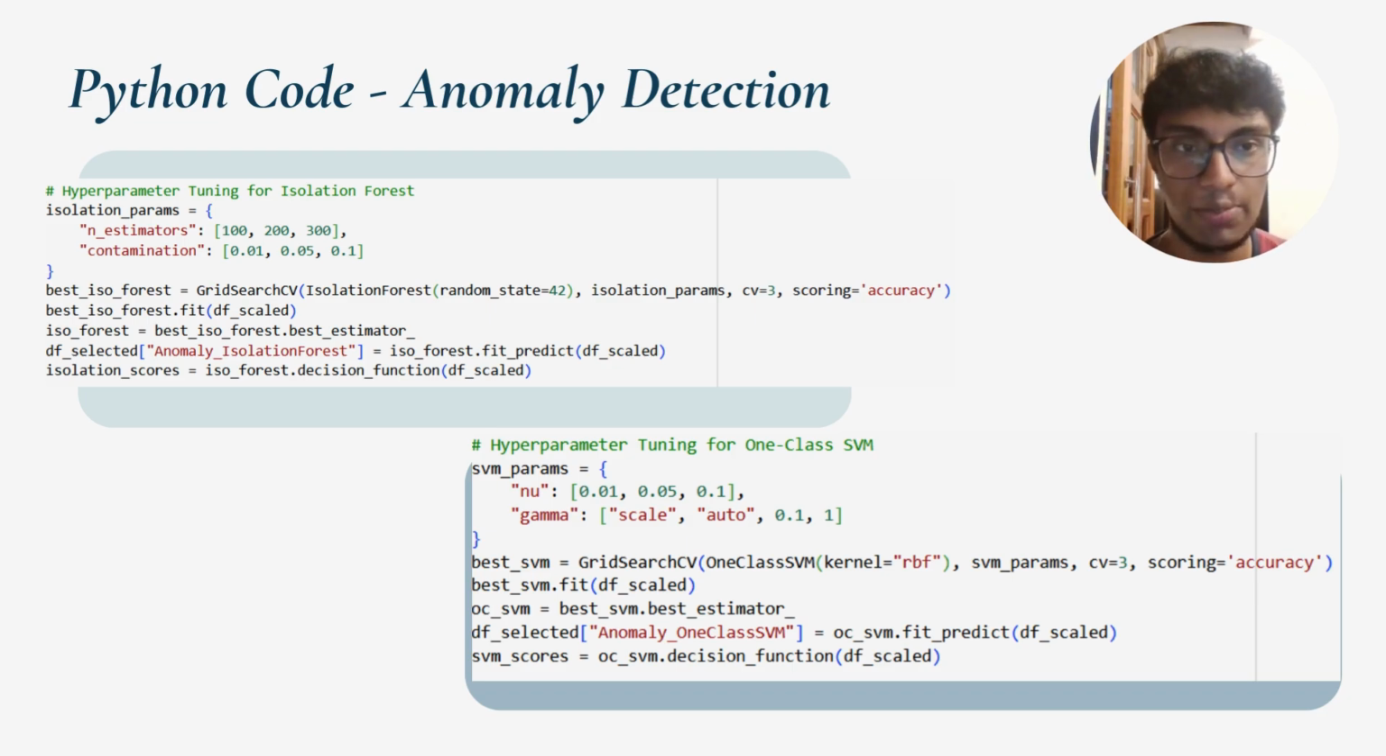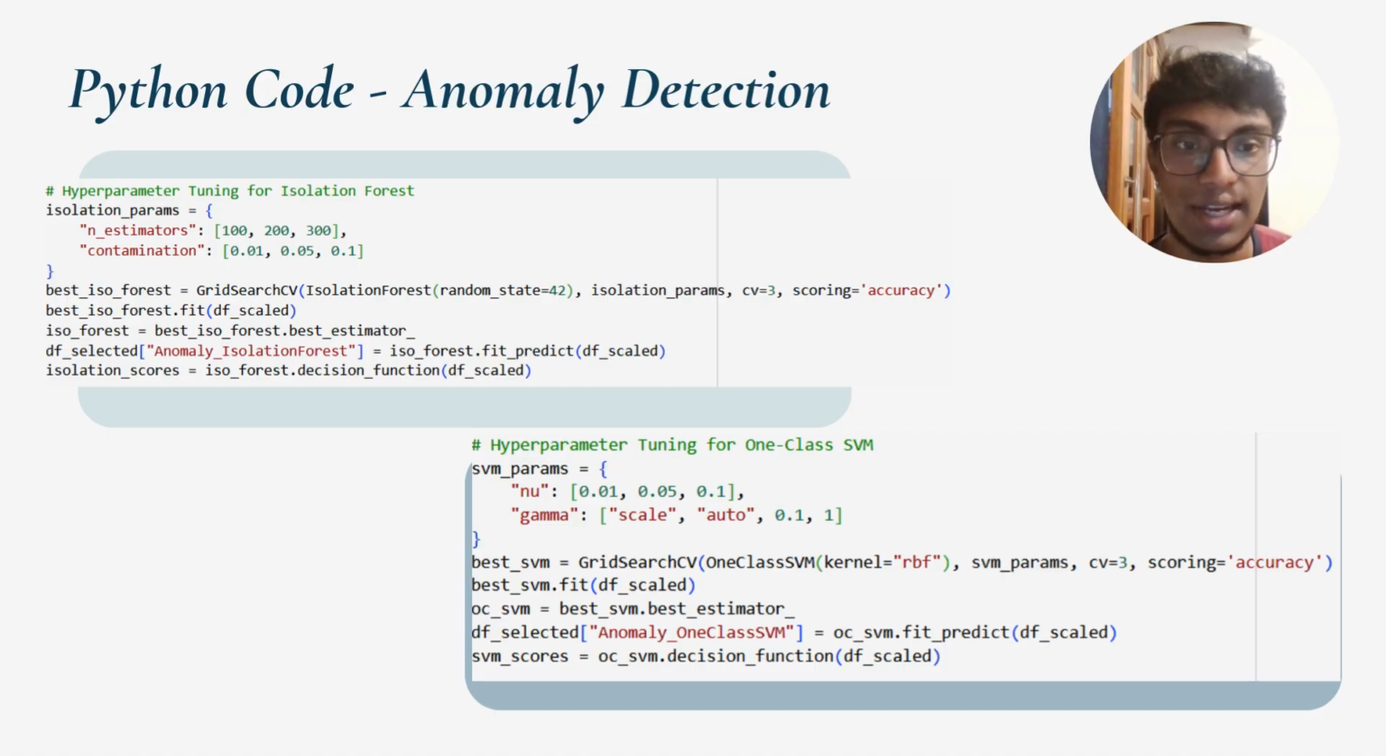This code focuses on hyperparameter tuning for isolation forest and one-class SVM to optimize their performance in anomaly detection. Hyperparameter tuning is essential as it allows the selection of the best parameter combinations for improved accuracy in detection of anomalies. The tuning process is performed using GridSearchCV, which systematically tests multiple parameter values with threefold cross-validation to find the best performing model.